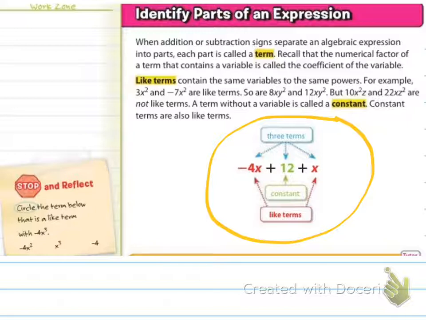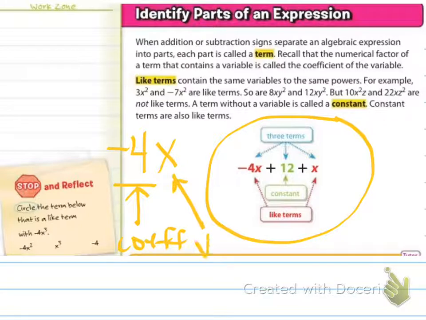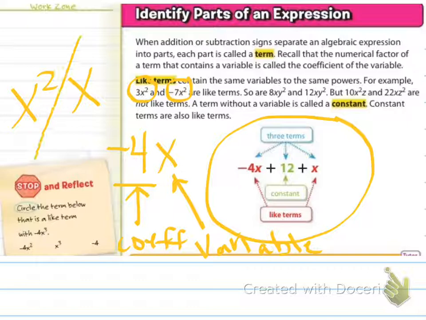But if we had, for instance, this negative 4x, the negative 4 is called the coefficient, and the x is called the variable. So that's just a little review of vocabulary that we've done before. Like terms contain the same variables to the same powers. So for example, if you had 3x squared and negative 7x squared, because it's x squared and x squared, you can combine the like terms. But if you had x squared and x, those are not like terms.